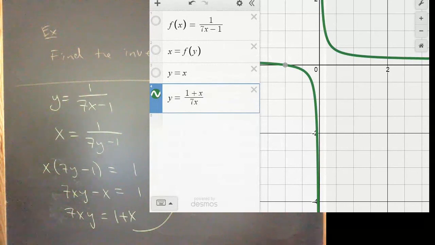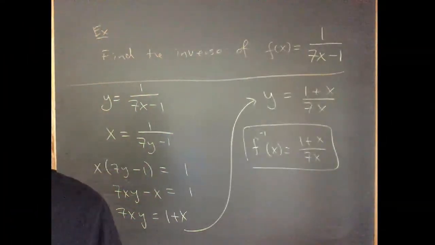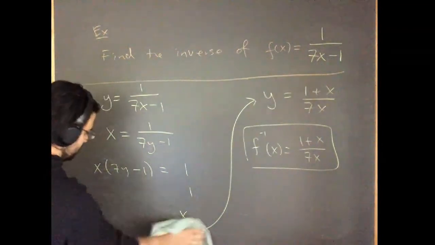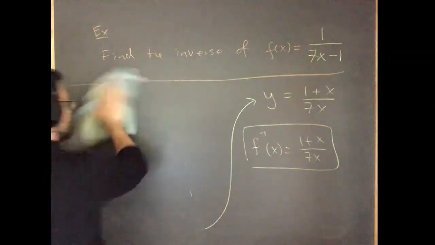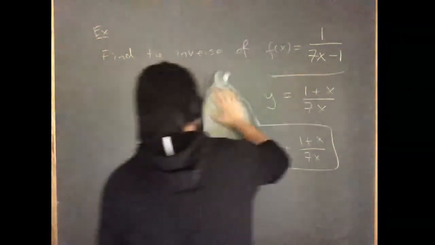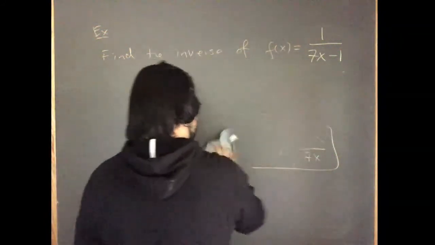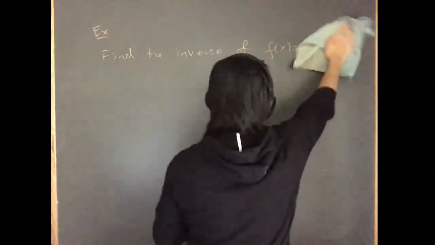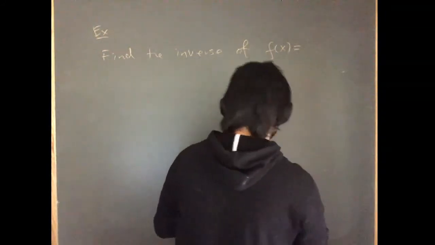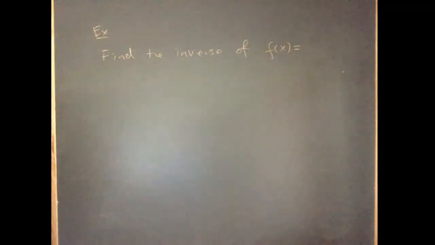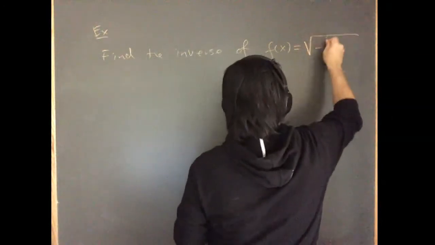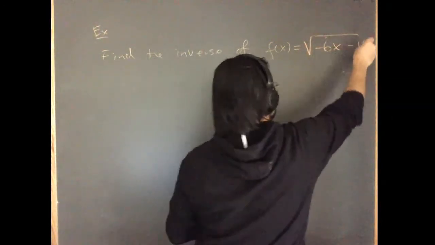Okay, one last example of this process, just to show you that there are issues with domains. We have to be really, really careful when we do this process because we may get a formula which has a bigger domain than the actual inverse. So let's see an example of that. I'm thinking of something like the square root function, the square root of negative 6x minus 1.